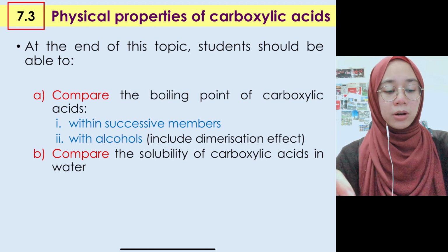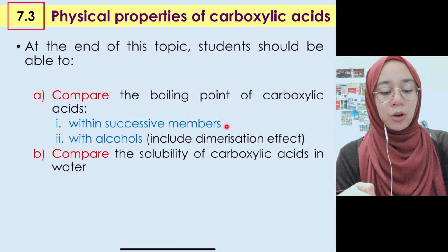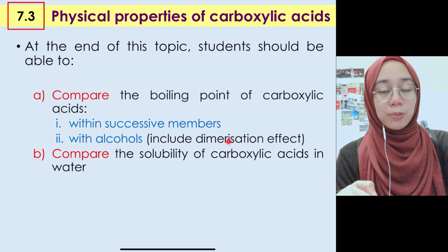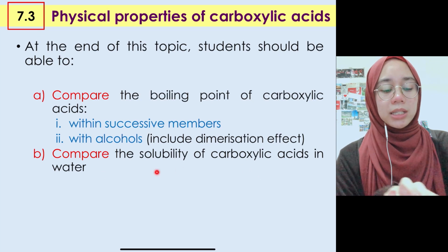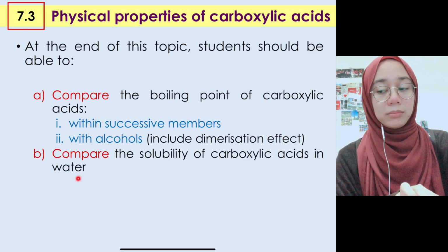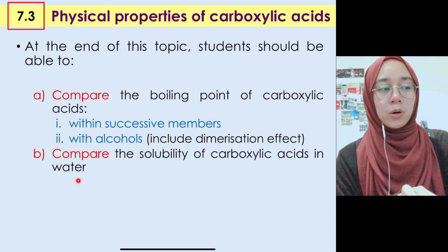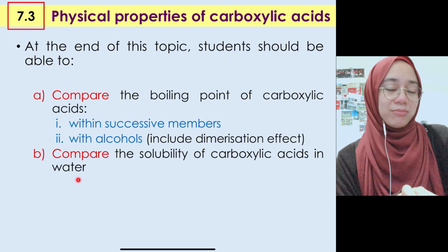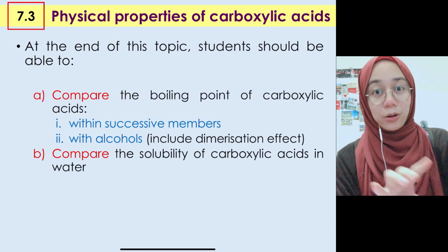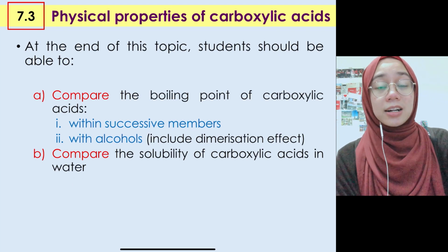In terms of boiling point, we will look at two things. One is where we compare within carboxylic acids only, so within the successive members, and the other one is when we compare with alcohol. Here there is a new term that you will learn, the dimerization effect. Then we will look at the solubility of carboxylic acid in water. This is very similar to what you have learned in alcohol. Most probably it is just revision for alcohol, but we apply it to carboxylic acid.